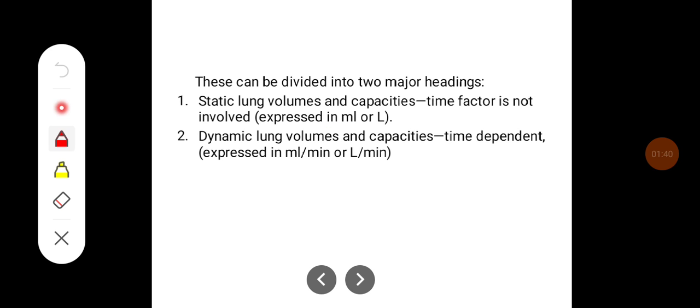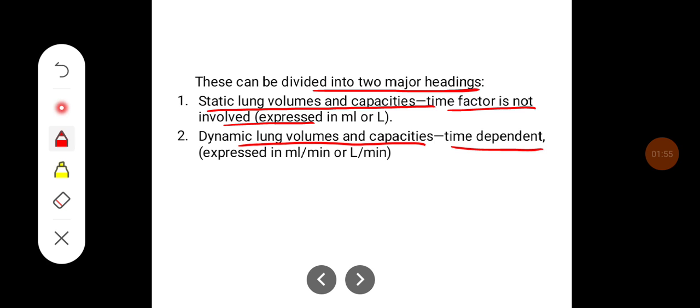These can be divided into two major headings. The static lung volumes and capacities, that is, the time factor is not involved here. It is expressed in ml or liters. The dynamic lung volumes and capacities, which are time dependent, and they are expressed in ml per minute or liters per minute.